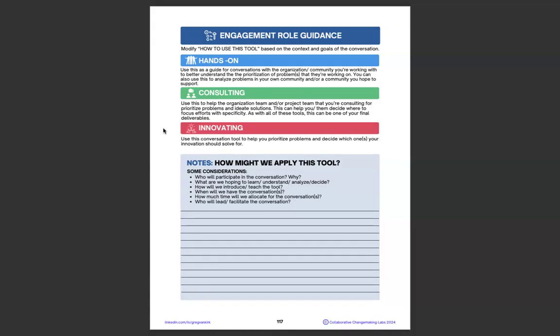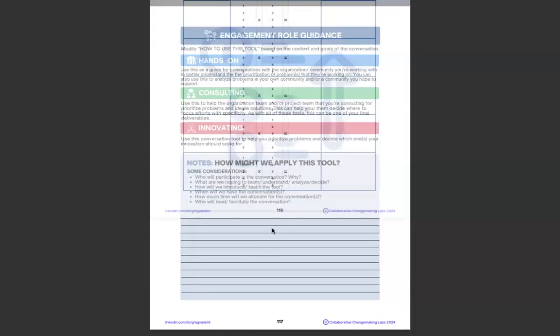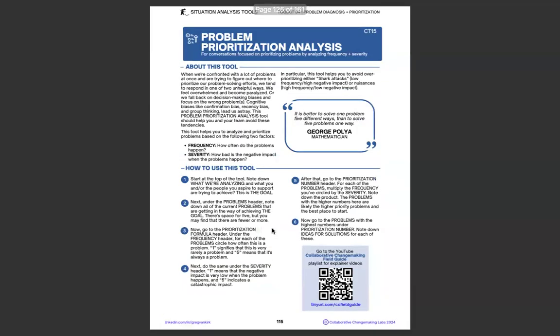And then we have innovating. You can use this conversation tool to help you prioritize problems and decide which ones your innovation should solve for, right? So we're innovating to help solve a problem. Which ones specifically are we trying to solve for, and making sure that we're focused on the priority ones. So that is our problem prioritization analysis.